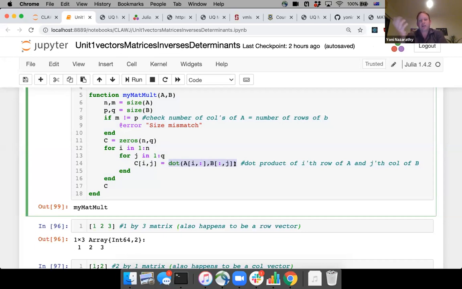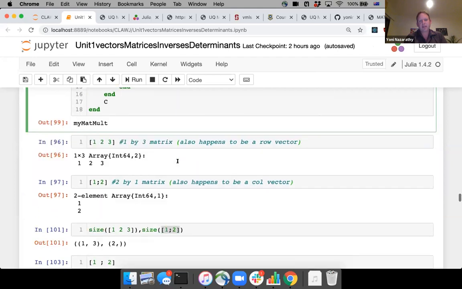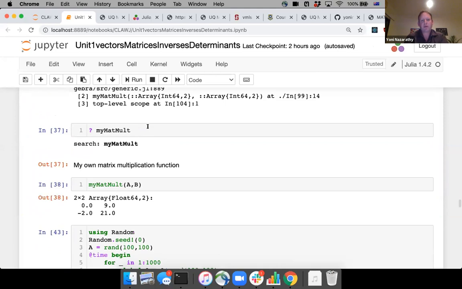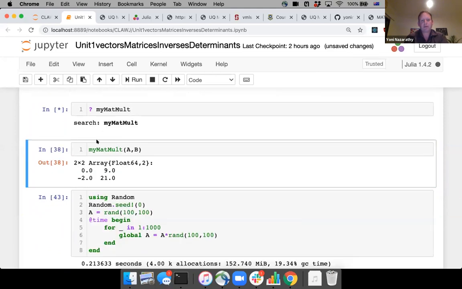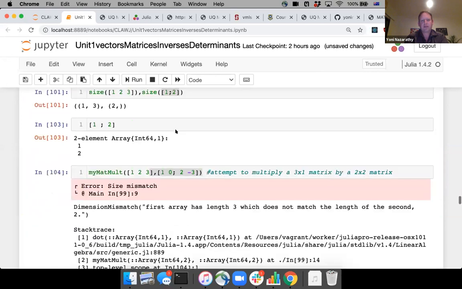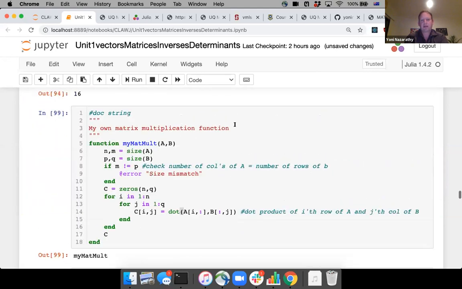There are actually algorithms that can do matrix multiplication in like n to the power 2.4 or something like that, but the constants are huge. Still, even though this looks like matrix multiplication, just for the fun, and here, by the way, I'm doing question mark on my MatMul, and you see it says my own matrix multiplication function. And you can even write here in the help things in LaTeX.